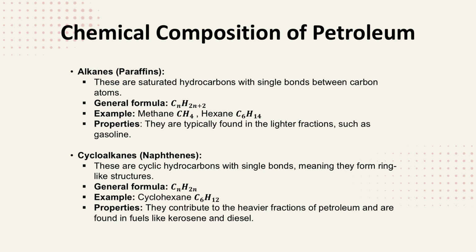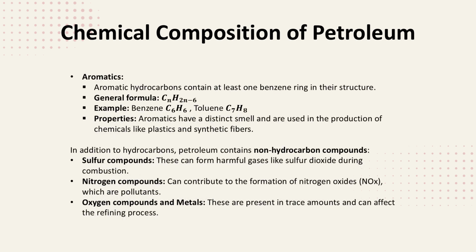Cycloalkanes, or naphthenes: these are cyclic hydrocarbons with single bonds, forming ring-like structures. They're found in the heavier fractions such as kerosene and diesel. Aromatics: these hydrocarbons contain one or more benzene rings. Aromatics are used in the production of chemicals like plastics and synthetic fibers.